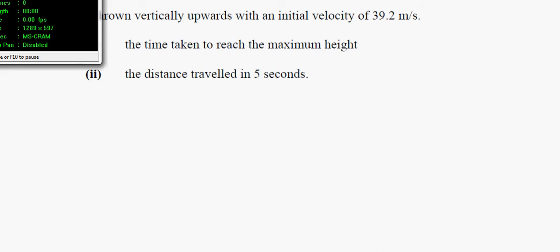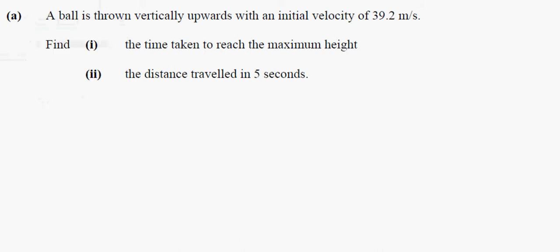Okay, so what we're doing is we're starting on 2008. So this is 2008 question 1A on linear, okay? A ball is thrown vertically upwards with initial velocity 39.2 meters per second. Find the time taken for it to reach its maximum height.